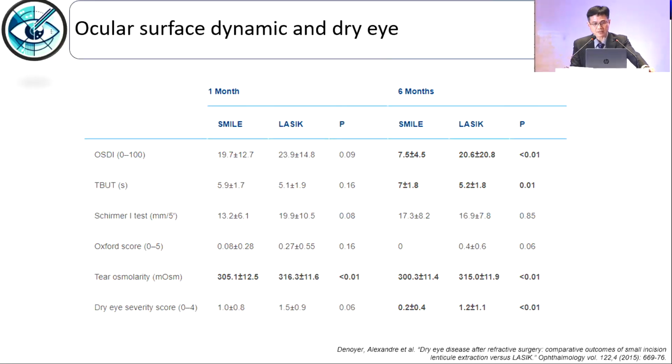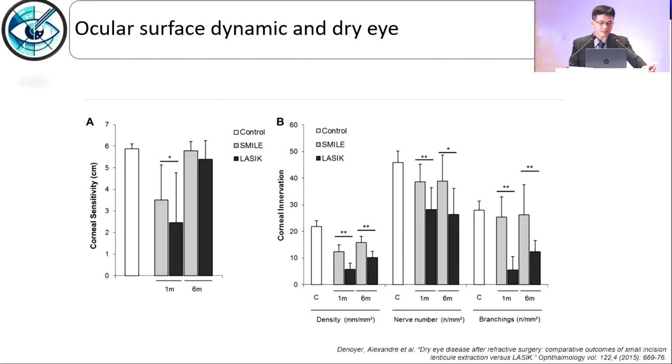One of the merits of the SMILE procedure lies in that it takes advantage of the smaller corneal wound, so less disruption of the corneal nerve, and it turned out to show a superior outcome in terms of dry eye subjective and objective parameters. Even as early as 1 month after this procedure, you can find a difference in osmolarity. For corneal sensitivity and nerve density, the SMILE procedure turned out to have more rapid recovery of the corneal nerve and more corneal nerve sensitivity preserved.